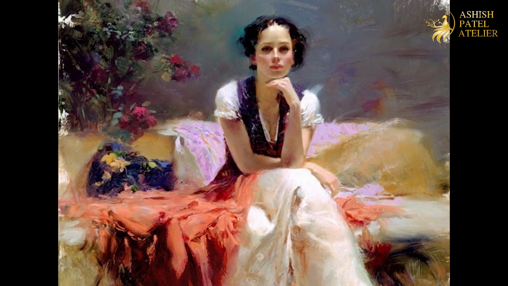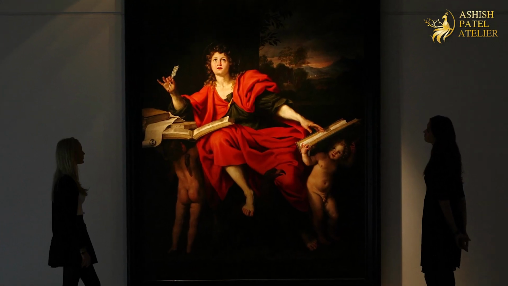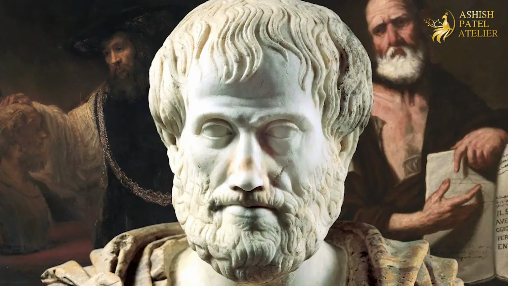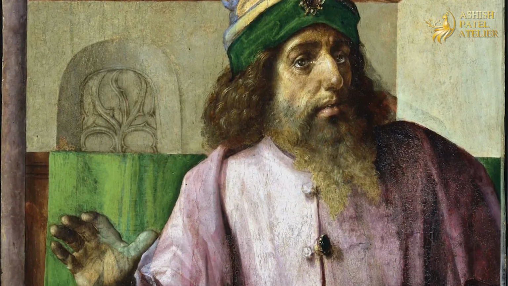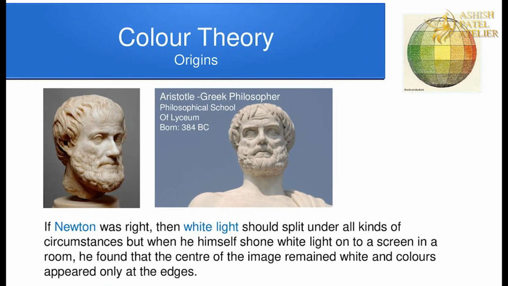Now let's talk about color. How did this color theory come into existence? In ancient Greece, there was a very famous philosopher, scientist, and you can say one of the greatest intellectual figures of classical antiquity and Western history, whose name was Aristotle.